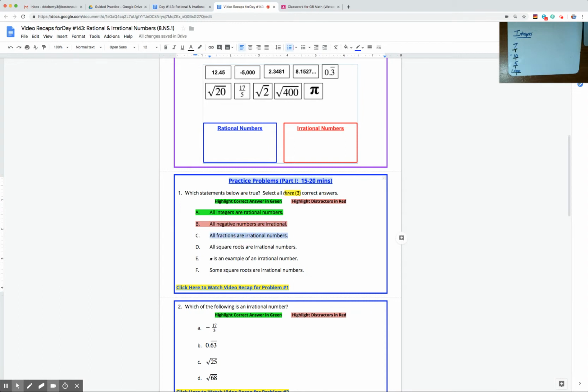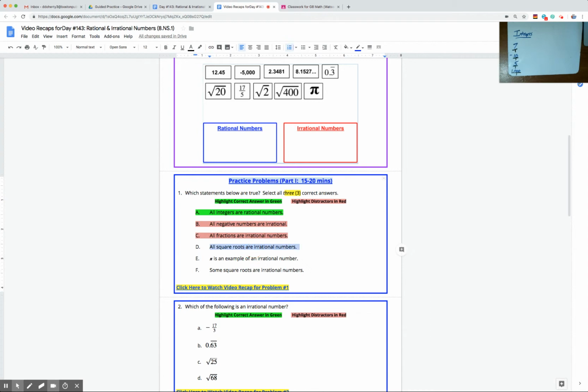Answer choice C says all fractions are irrational numbers. That one's certainly going to be wrong if we know ratios. Rational numbers are about being able to write a number as a fraction. The opposite is in fact true. All fractions are actually rational numbers.